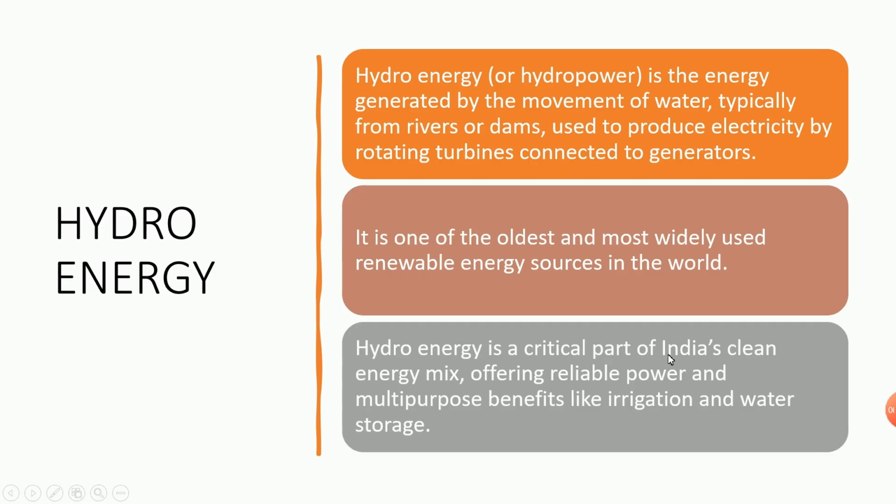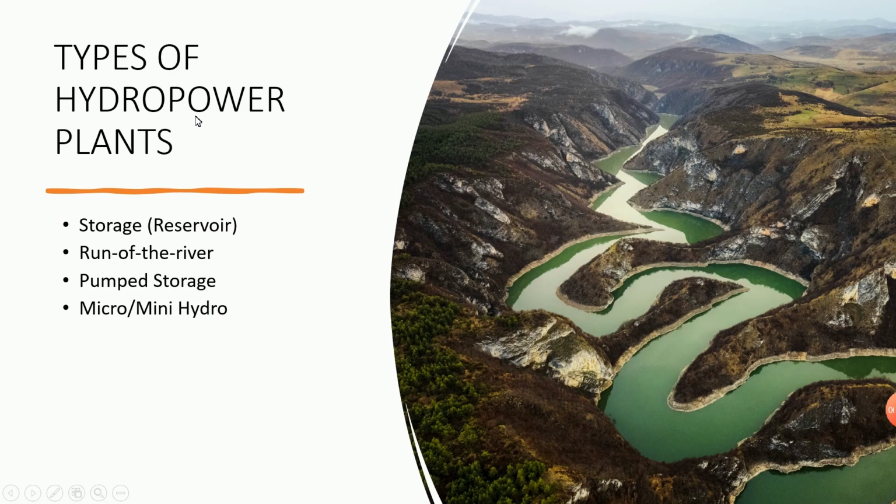So hydro energy is a critical part of India's clean energy mix, offering reliable power and multi-purpose benefits like irrigation and water storage. So types of hydro power plants. First வந்து storage, reservoir. இதுதான் வந்து நான் சொன்ன மாதிரி ஒரு மேட்டூர் டேம் ஞாபகம் வச்சுங்க. ஒரு டேம் இருக்கு, டேம்ல we are storing the water and we are making the water to flow through a small or a very narrow canal in which there will be a turbine. Due to the flow of water, that particular turbine rotates, that in turn generates electricity. That is the storage. Reservoir ன்னு சொல்றாங்கனாவே இந்த particular reason இருக்கும்.